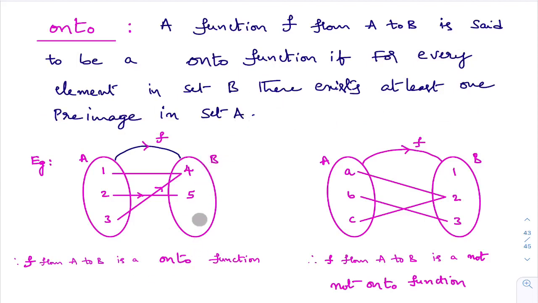You observe the set B. For the element 5, how many pre-images are there? One pre-image is there. What is the pre-image of 5? 2. What is the pre-image of 4? Here 2 pre-images are there: 1 and 3. What are they saying? At least one pre-image. At least one means what? 2 is also okay, 3 also okay, 4 also okay.